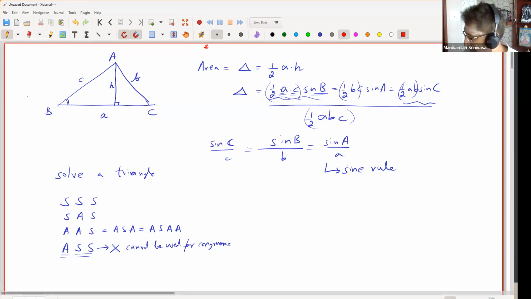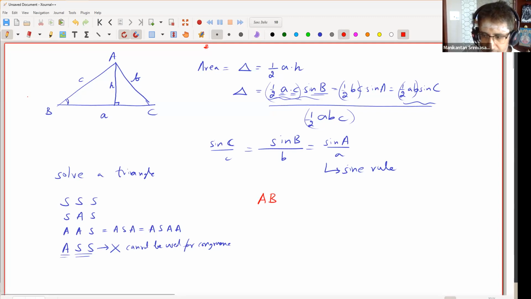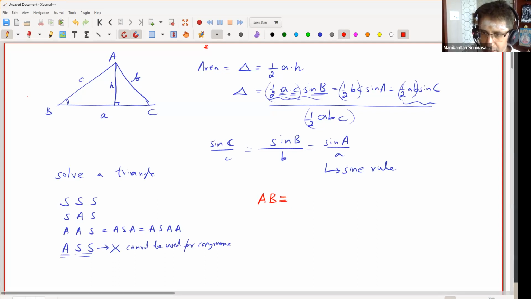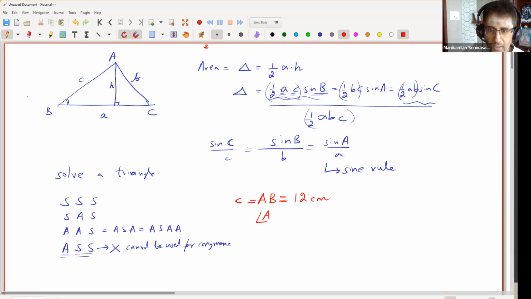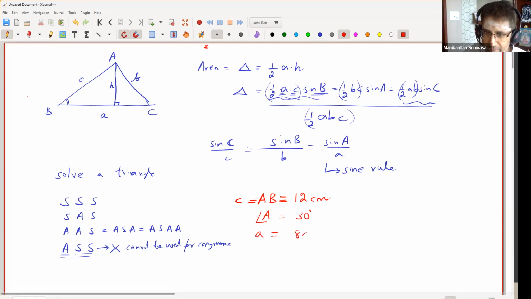For example, let's say a side length, I'm giving you the specification. AB in triangle ABC is, I don't know, maybe 12 centimeters. And angle A, which is not the included angle, so AB is small c essentially. So small c, which is AB, and angle A is given to be 30 degrees. And then the side a is given to be, let's say, 8 centimeters.